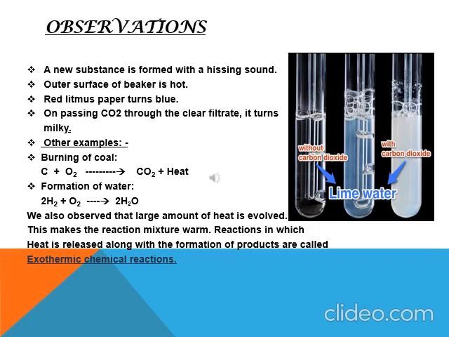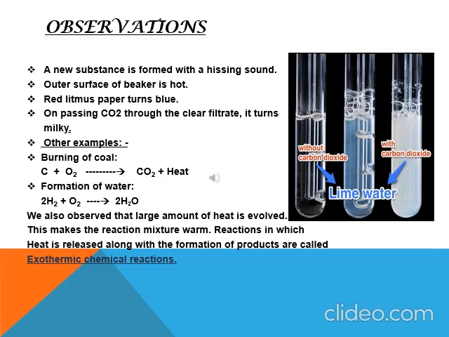See here, 3 test tubes are given in the figure. The first test tube is the product which is formed after mixing calcium oxide into water. We have taken 2 reactants, calcium oxide and water, and we get one single product, that is calcium hydroxide, and it is a clear solution. So a new substance is formed with a hissing sound.